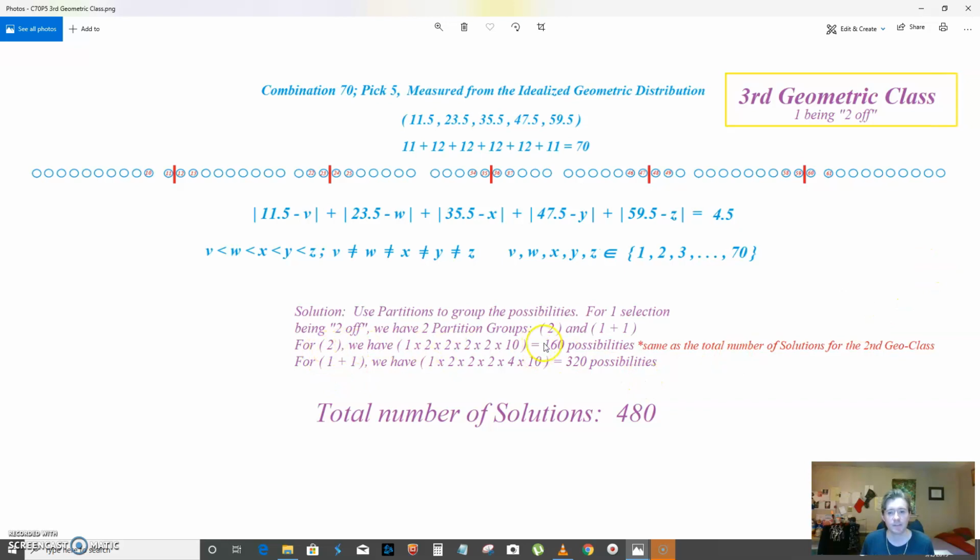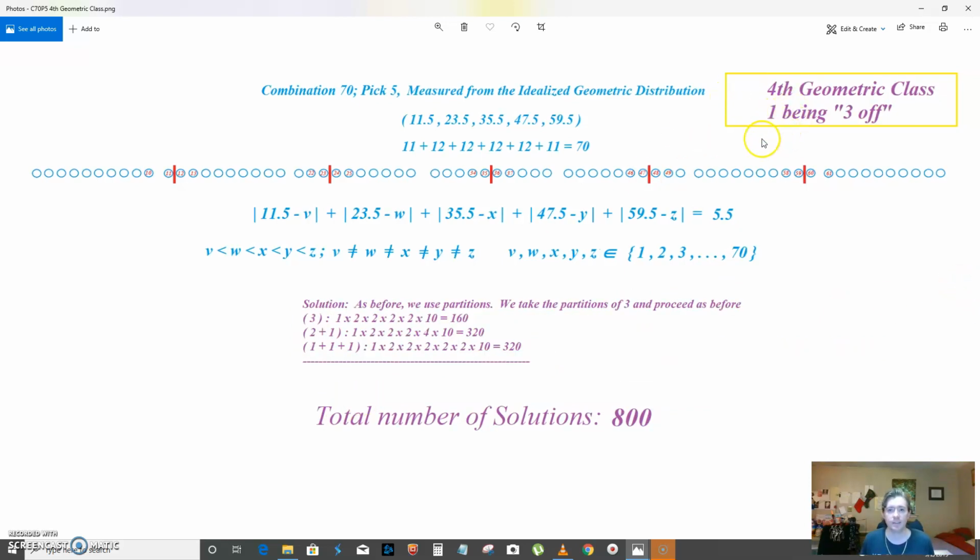For 2 off, it's the same as 160 because you're just calculating, instead of 1 being 1 off, you have 1 being 2 off, and it doesn't matter how far off it is for the number of possibilities that you can have whenever it's like that. 1 off, or 1 something off.